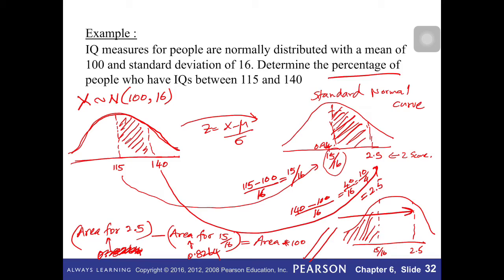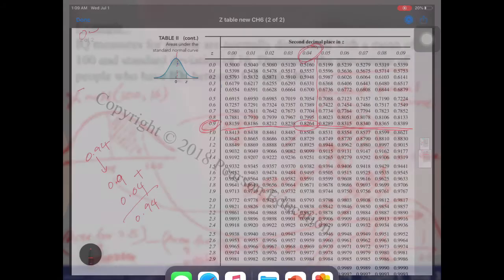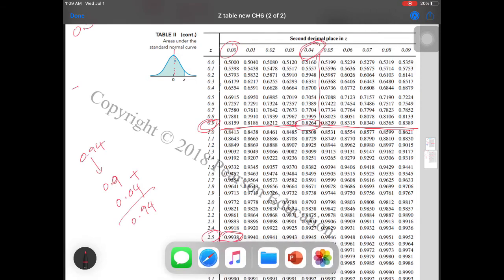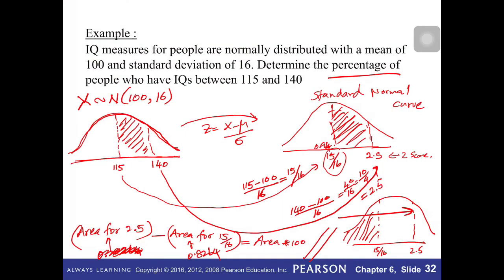2.5. Okay, I have 2.5. Directly I have that value because it is 2.50. So 0 is here, this one, right? 0.9938. Now you can find the area.